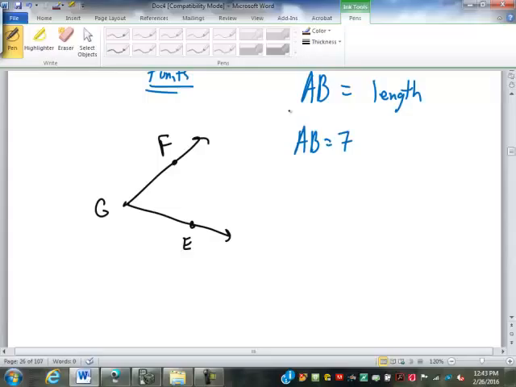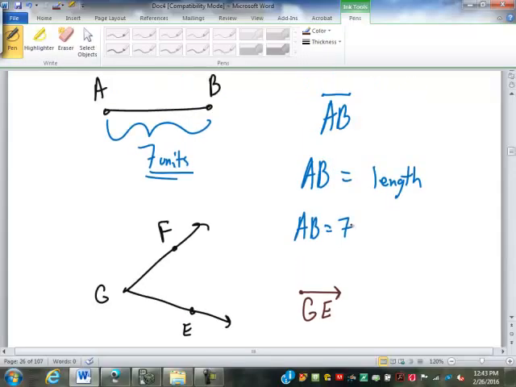So now if we're looking at something like this, what is that name? Well, that symbol up there looks like what? A ray. So it's ray GE. Now for my segment up here, if I had AB or BA, does that make any difference? Absolutely none, does it? Could I have called this ray EG?